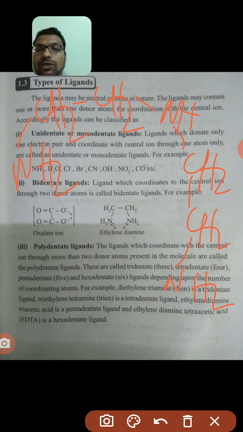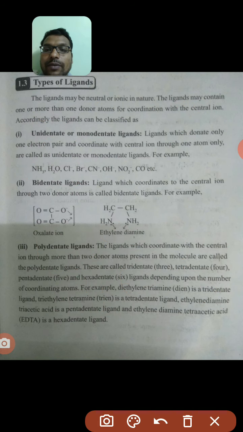Okay, so in this, how many electron donor atoms are there? Three. One, two, three. So that's why the name itself, it is tridentate. All three are amine groups. It is neutral. That's why tridentate neutral. Generally we call it a tridentate neutral ligand. So this is one of the examples which comes under tridentate ligand.